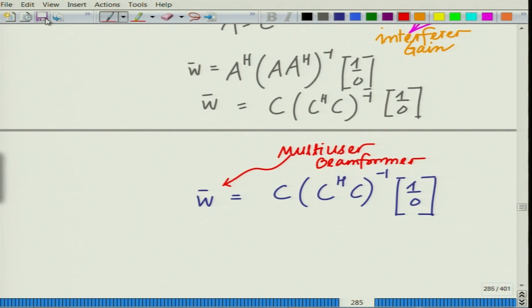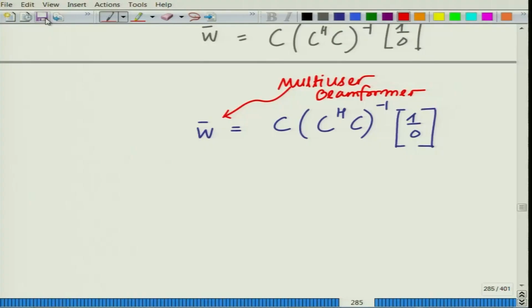And what is this beamformer doing? Fixing the signal gain, minimizing the noise power. So, it is basically maximizing the SNR, the signal to noise power ratio. At the same time, interference is 0. So, you can say that it is maximizing the signal to interference plus noise ratio, because interference plus noise is simply the noise.